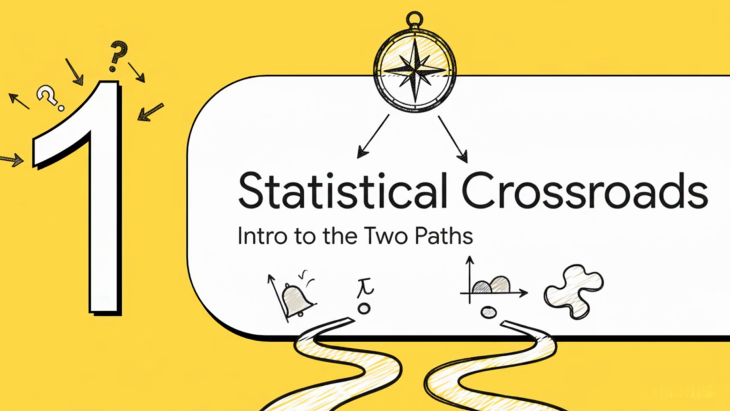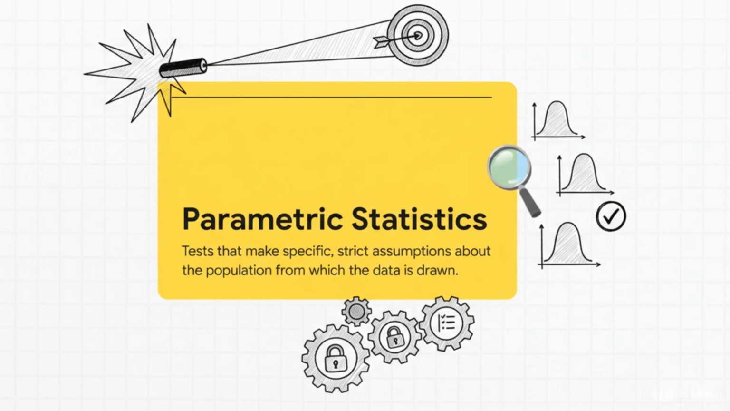Welcome to your statistical crossroads. This is the spot where we formally meet the two major paths you can take on your data analysis journey. So, first up, we have parametric statistics. I want you to think of these tests as the specialists. They are incredibly powerful, but, and this is a big but, they operate under a really specific set of strict conditions or assumptions about your data. If your data checks all the boxes, these tests can give you some seriously precise and powerful results.